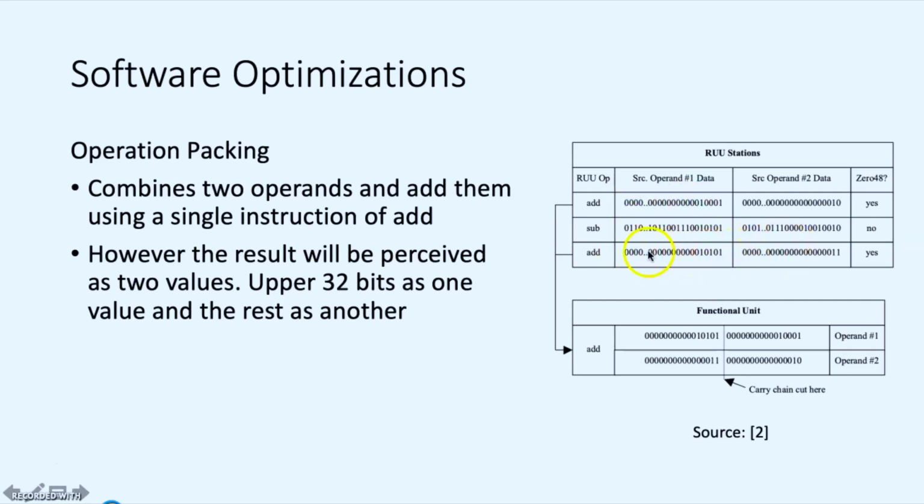What you do is take this operand and this operand, and combine them into a 64-bit number so that you can add them. And then with the carry chain cut here, this result will be taken as a separate value, and this result will be taken as a separate value. So the result generated by this will be a 32-bit number, and this will again be a 32-bit number. So you can do two addition operations using a single instruction, which is quite interesting and quite efficient.